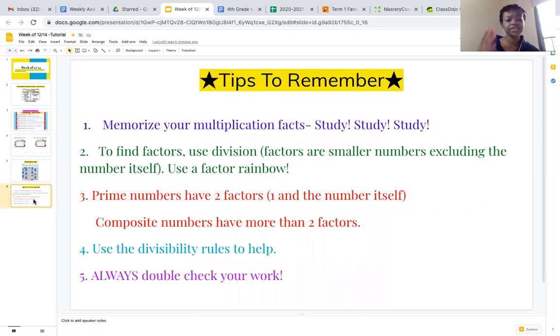And then finally, you've seen a lot of these tips before. What is new here is number 3. So prime numbers have 2 factors, the number 1 and the number itself, and composite numbers have more than 2 factors. And always, always, always use division just to check, okay, just to make sure that a number has just 2 factors or more than 2 factors.